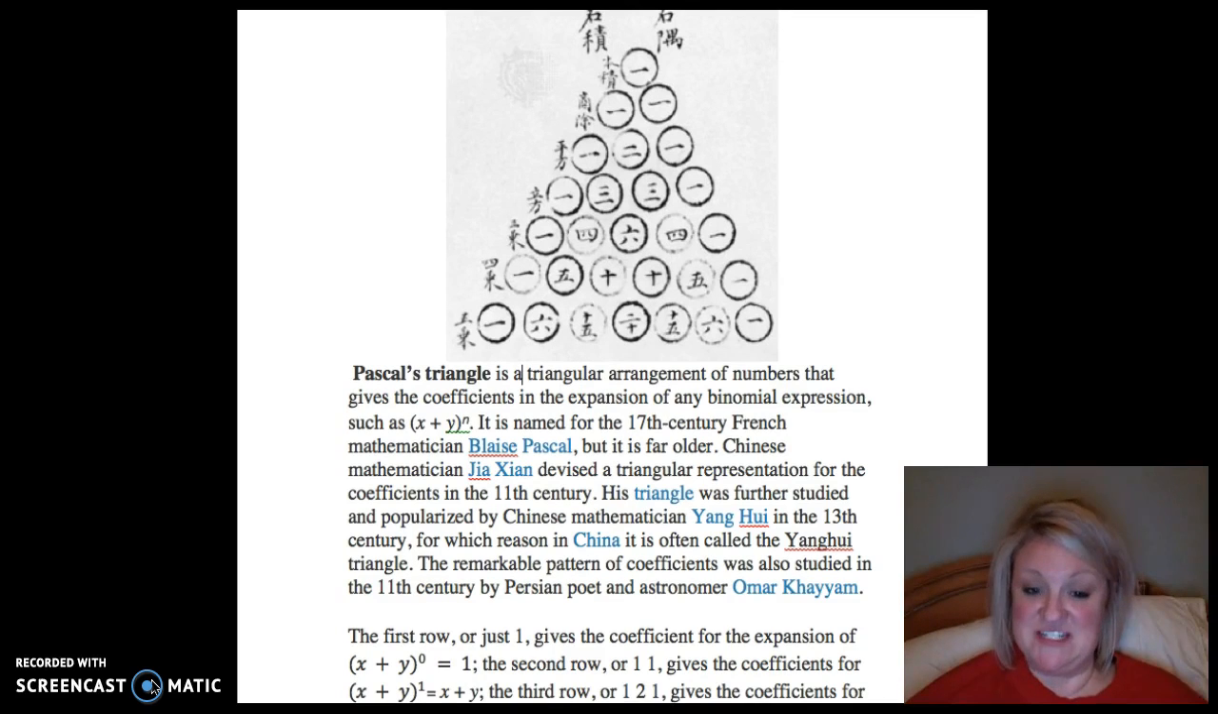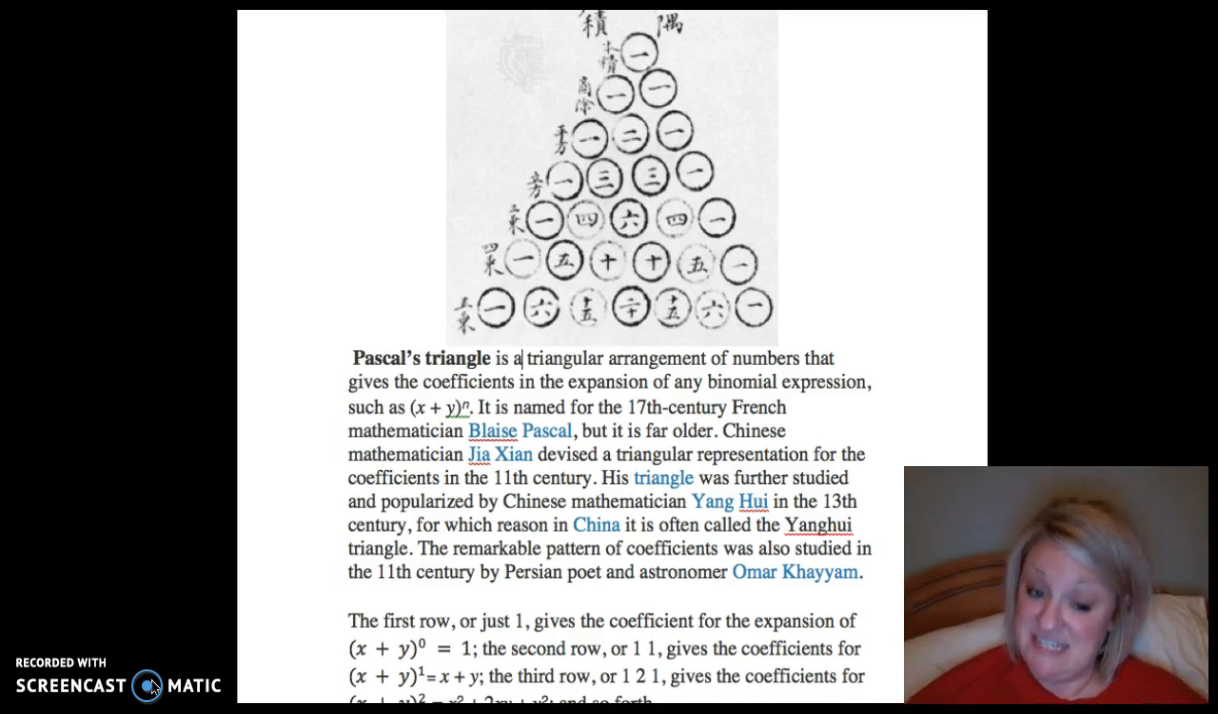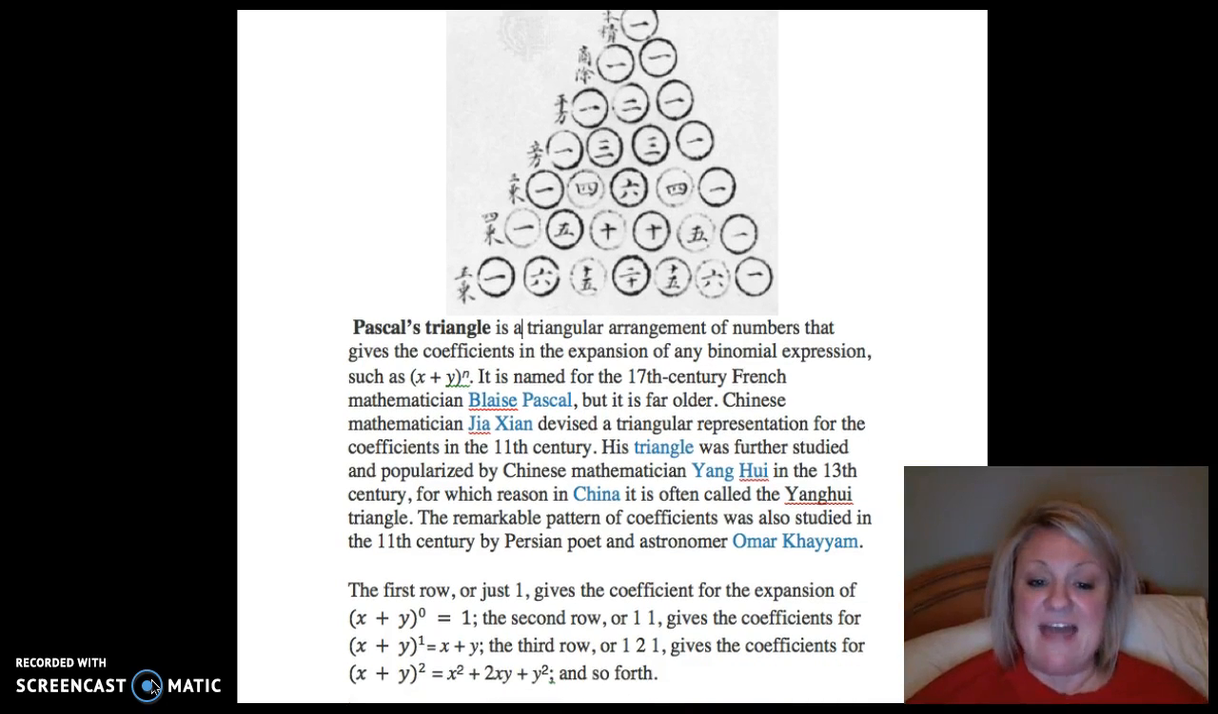Chinese mathematicians devised a triangular representation for the coefficients in the 11th century. The triangle was further studied and popularized by Chinese mathematicians in the 13th century. And this remarkable pattern of coefficients was also studied in the 11th century by a Persian poet and astronomer. So many mathematicians contributed to this triangle. However, Blaise Pascal published it in 1665.